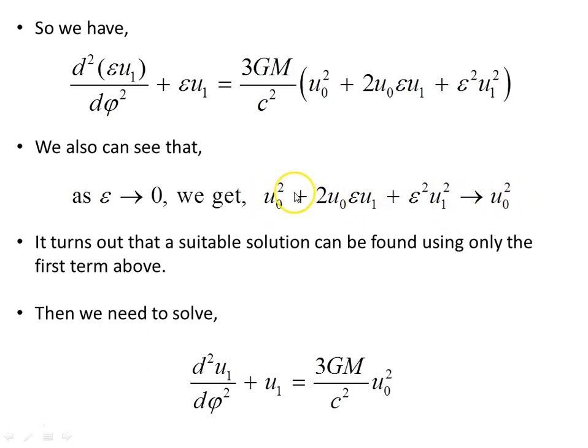And what it means is now we have a constant here, and you'll see shortly how that works out, and we won't have to worry about this u1 unknown here. So then we need to solve this object here in terms of u1 is equal to this constant times u0 squared.